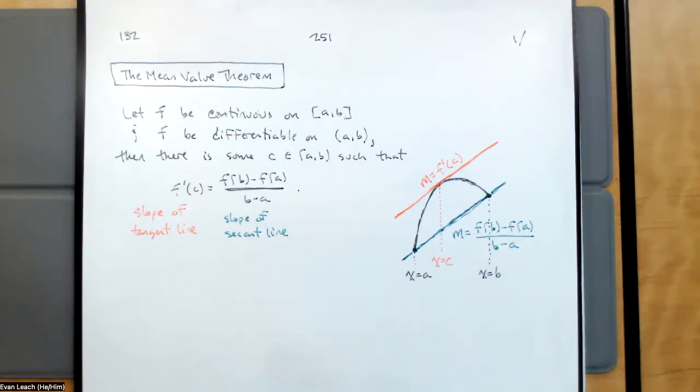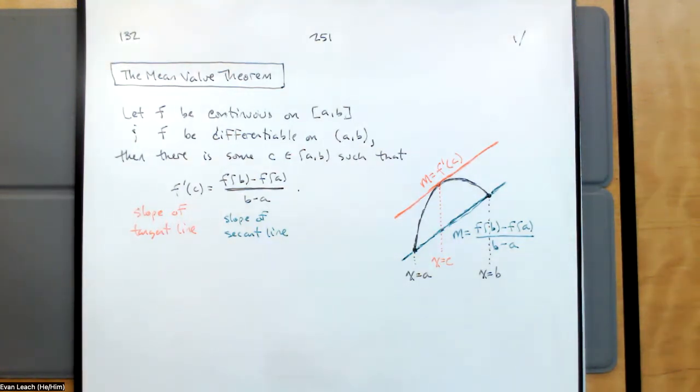Now, if the function made a couple of turns, then there may be more than one, but it has to happen at least once. The theorem is not stating anything about where this point is. It's just stating that it has to happen. So that's one of the interesting things about this theorem.